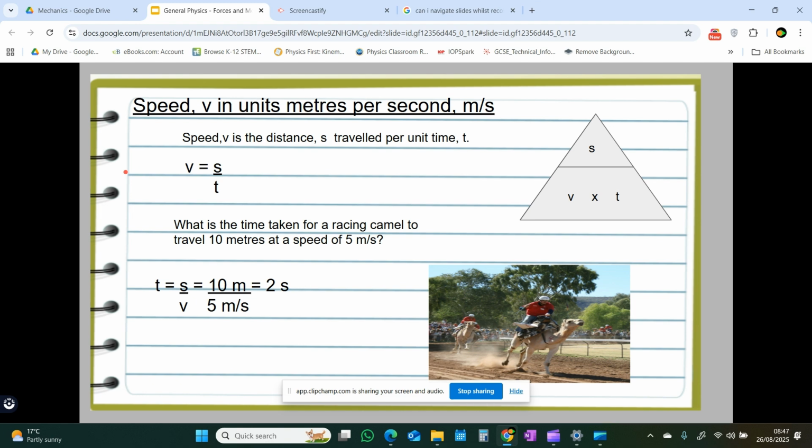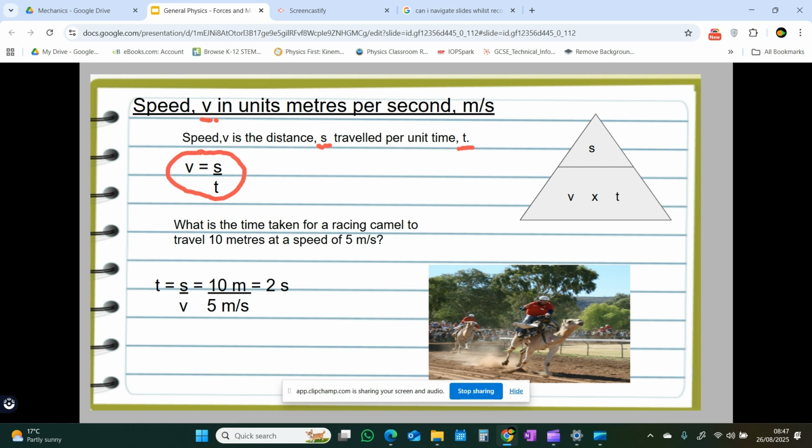Speed is given the symbol v in physics because it's also associated with velocity, as we'll explain in this video, and its units are meters per second, m/s. Now, to calculate speed, we use the distance, which has the symbol s, that comes from the Latin spatium, which means space, travelled per unit time t. And this is the expression: speed v equals distance divided by time.